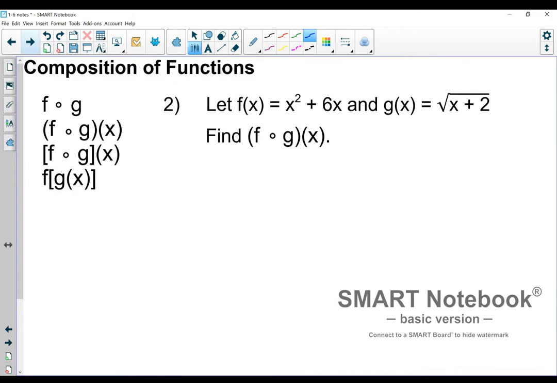So next we're going to look at composition of functions. We did those function operations. Now we're doing composition. These are all different ways that you can write this f of g of x. This is probably what we did last year that's familiar to you. This one's real simple. You're going to see that in the book a lot. These are all the same.